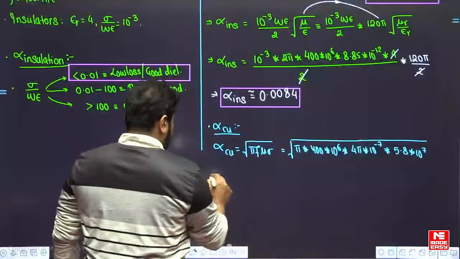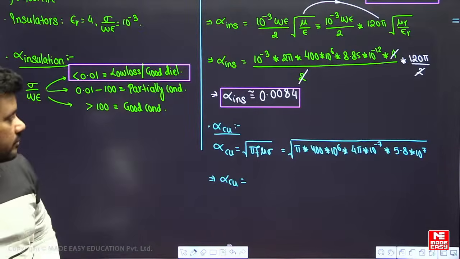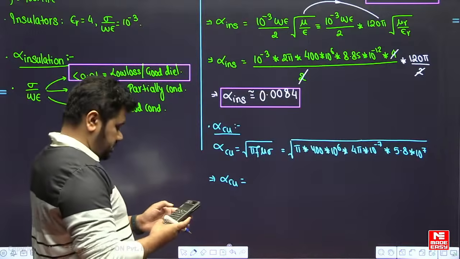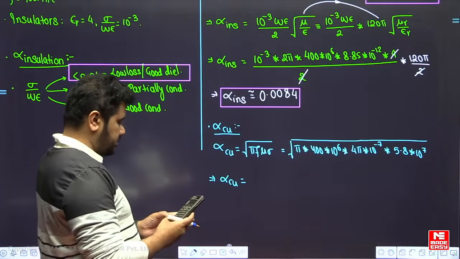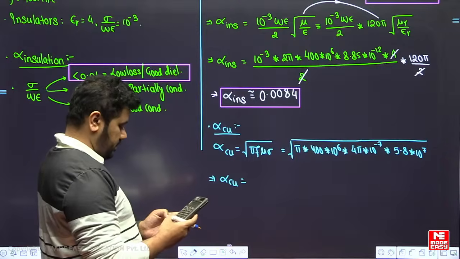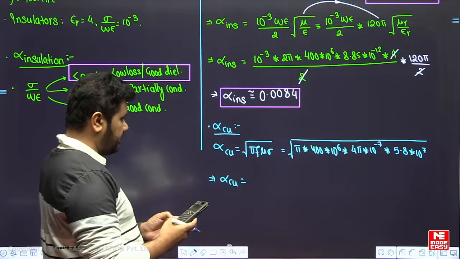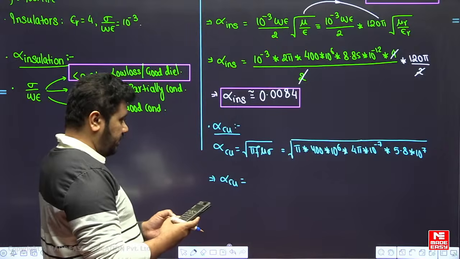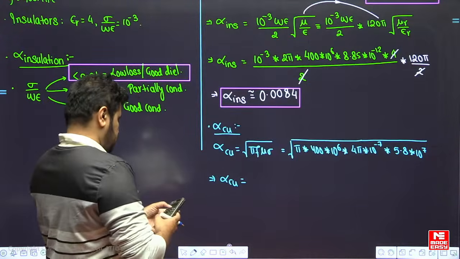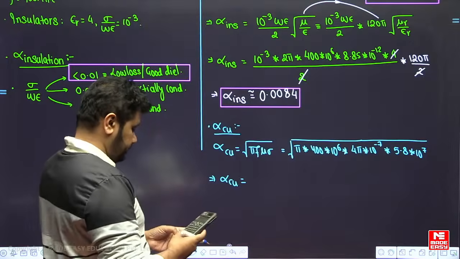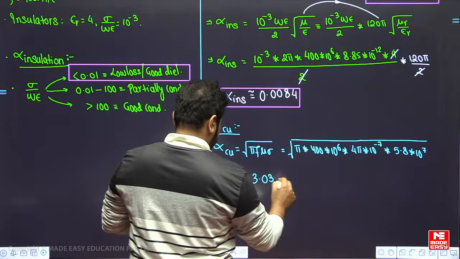So let us calculate this alpha of copper. This is pi into 400 into 10 to the power 6 into 4 pi into 10 to the power minus 7 into 5.8 into 10 to the power 7. It is coming to 3.03 into 10 to the power 5.